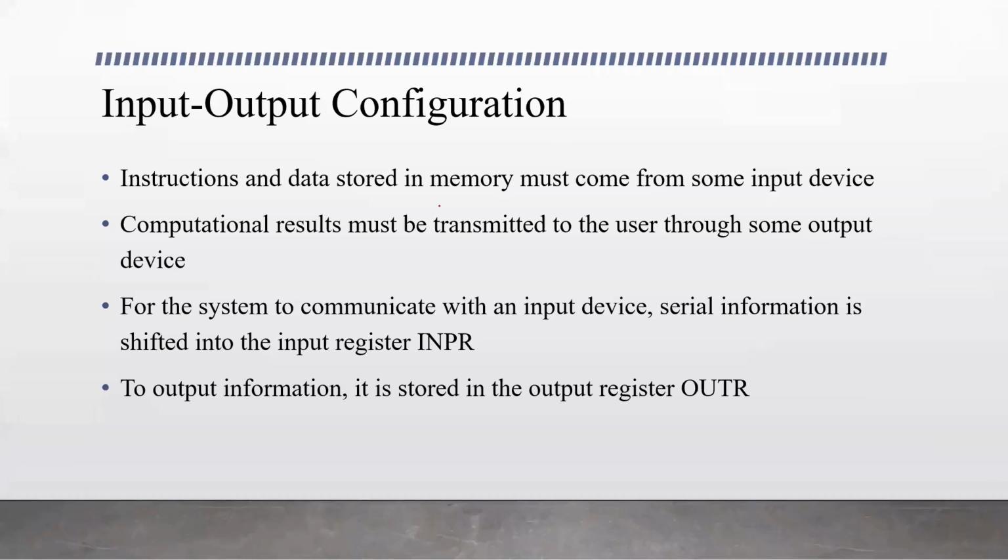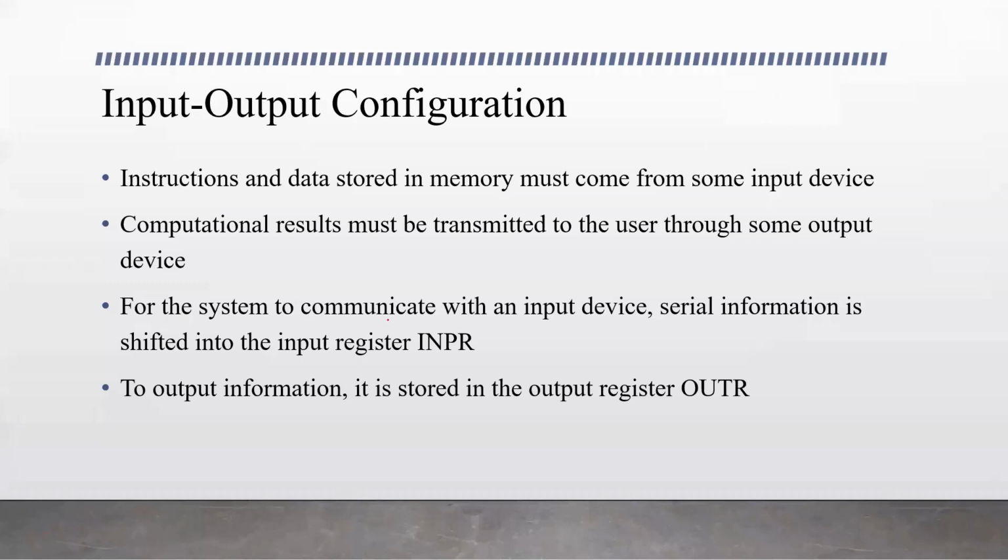The instructions and data stored in the memory must come from some input device. And the computational results must be transmitted to the user through some output device. We need an input device to get the data from the user and to show the results. So these input and output devices need to be connected to the computer. The computer must be able to receive input from the input device and transmit the processed result to the user through the output device.